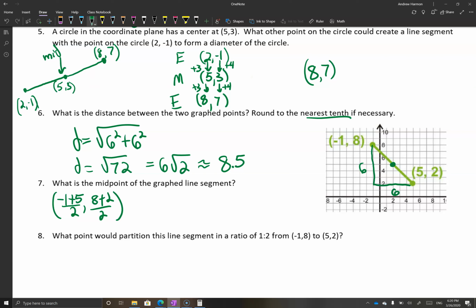5 plus -1 is 4. 4 divided by 2 is 2. 8 plus 2 is 10. 10 divided by 2 is 5. If you look, that is in fact the point that we got there, (2, 5).